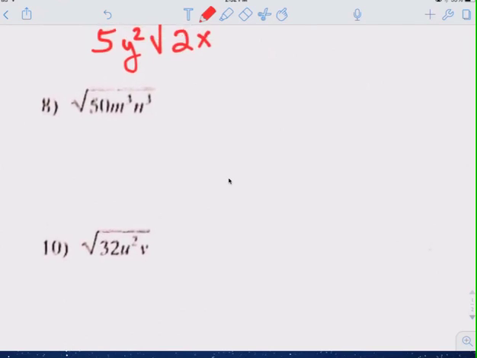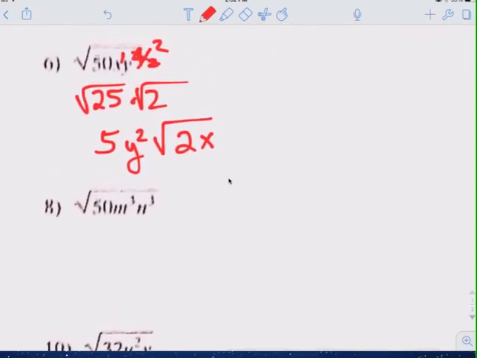50? Well, we know 50. What was 50? 25 times 2. Yeah, which is 5 square root of 2, right? Up on top, 5 square root of 2. Now, m can be divided by 2. 2, right? Remainder 1. So m will go into it 1 time, right? Remainder 1. So the remainder goes inside.